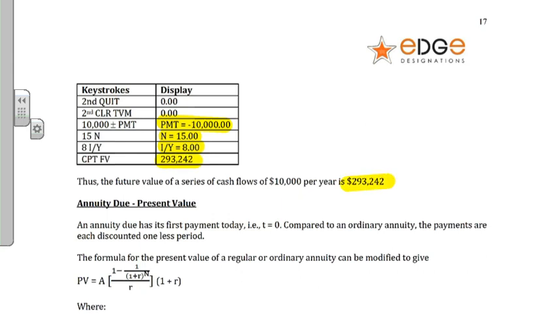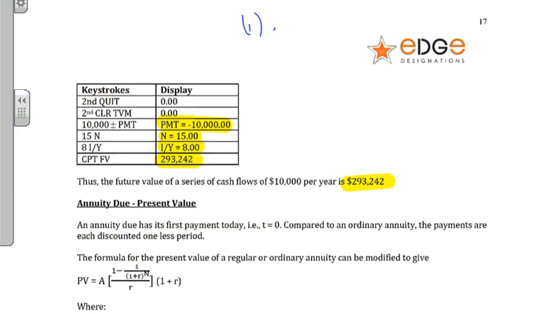In other words, if I invest $10,000 per year for 15 years, and I can earn 8% interest, then what would we say? Well, your value at the end of that particular period is going to be worth $293,242. Okay, is everybody comfortable? Let's stop at this point. Let's do a quick summary.